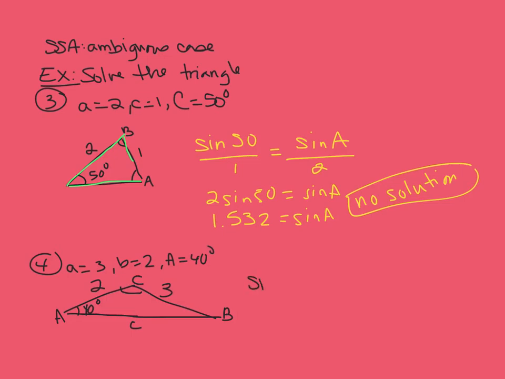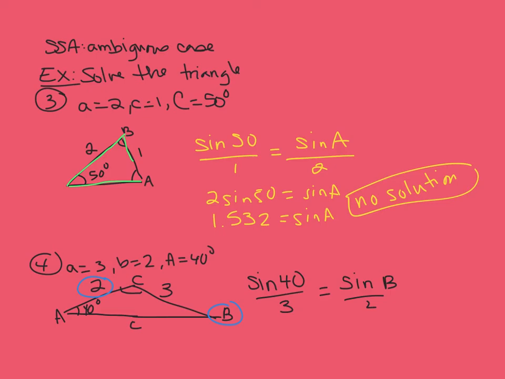So I hope you were able to do sine of 40 over 3 is equal to sine of B over 2. Keep in mind, it's hard to see from this picture, this B and this 2 are opposite each other, even though it almost looks like the 2 is opposite of the C, but actually it's not. You want your side to be opposite of an angle, not another side, so just be really careful about that.